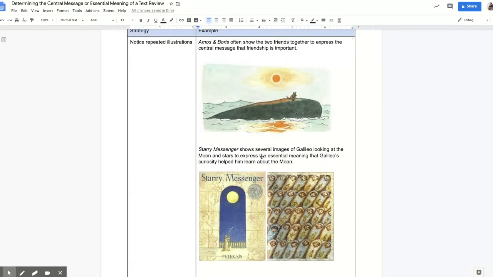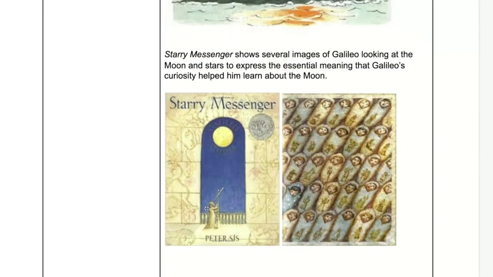Now, also in Module 2, Starry Messenger showed us several images of Galileo looking at the moon and stars to express the essential meaning that Galileo's curiosity helped him learn about the moon. Here you see that Galileo is looking up in his telescope at the moon. And from this page as well, from Starry Messenger, we noticed that Galileo is the baby with the stars on its blanket.